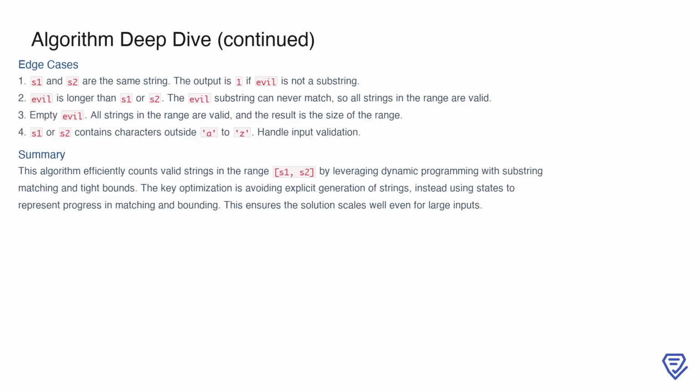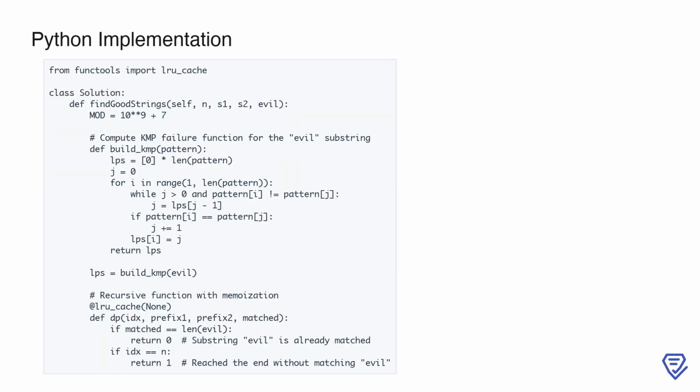Here, we start by importing the lru_cache decorator from the functools module, which will help us optimize our recursive function with memoization. Then, we define a class called Solution and implement the main method findGoodStrings. This method takes 4 parameters: the length of the strings n, the 2 boundary strings S1 and S2, and the evil substring that we need to avoid. We also define a constant mod to store the value 10 to the power of 9 plus 7, which will be used for modular arithmetic to prevent overflow.